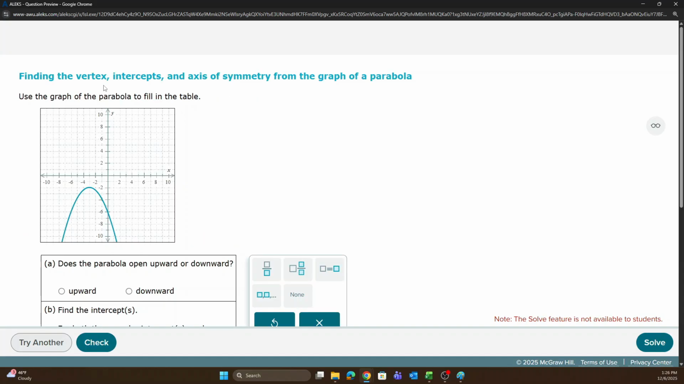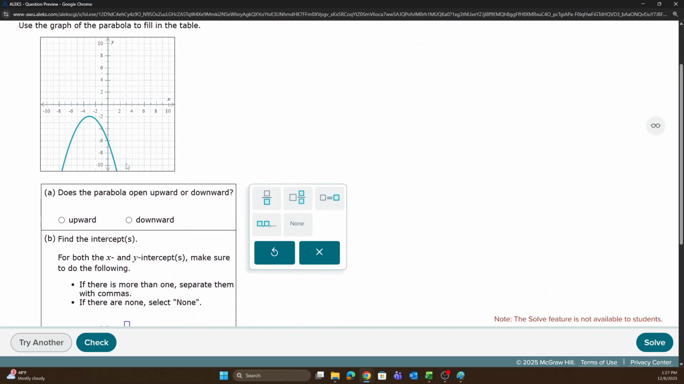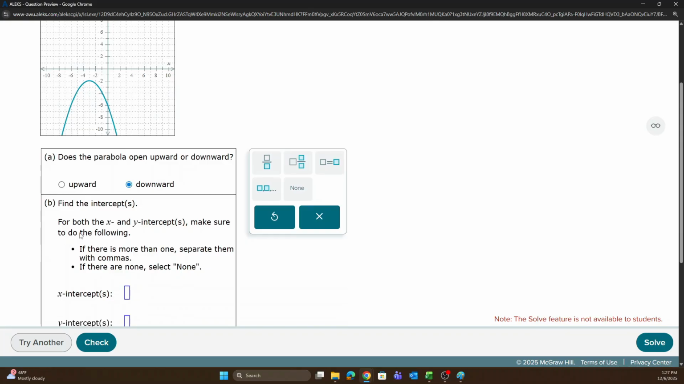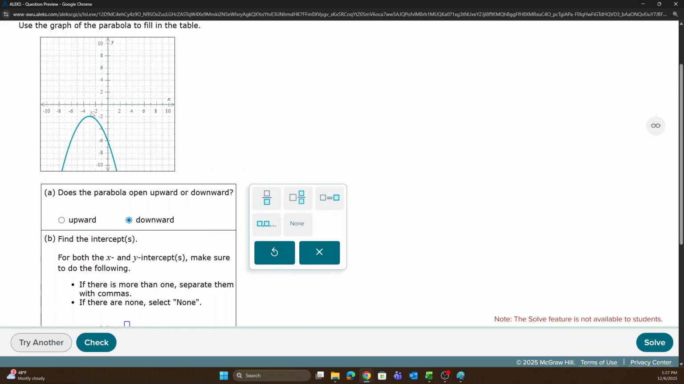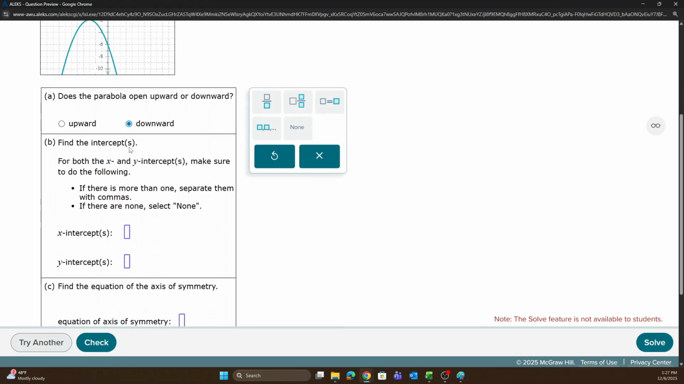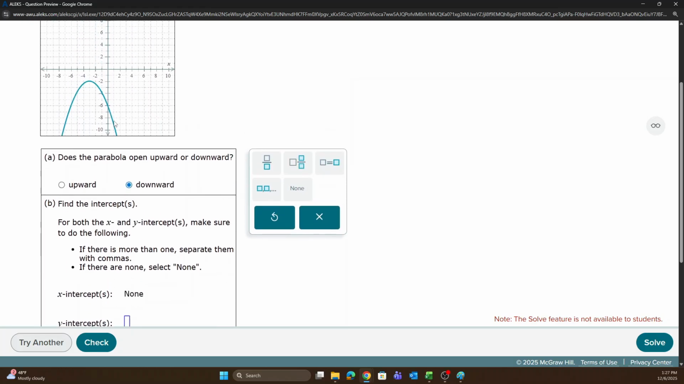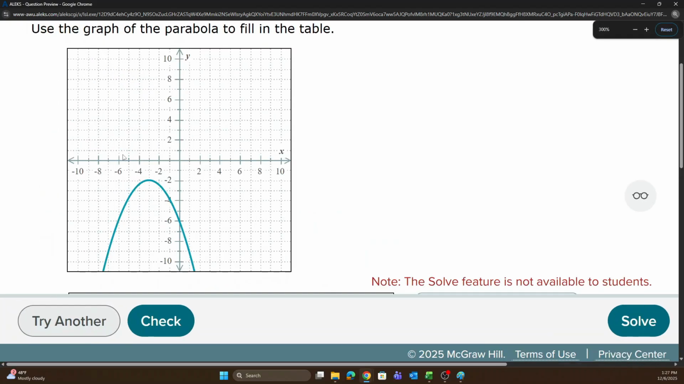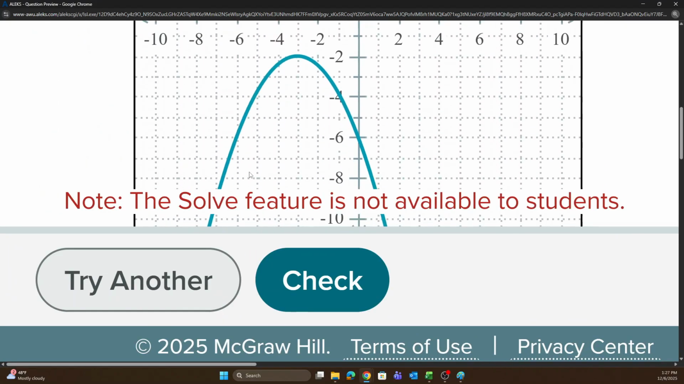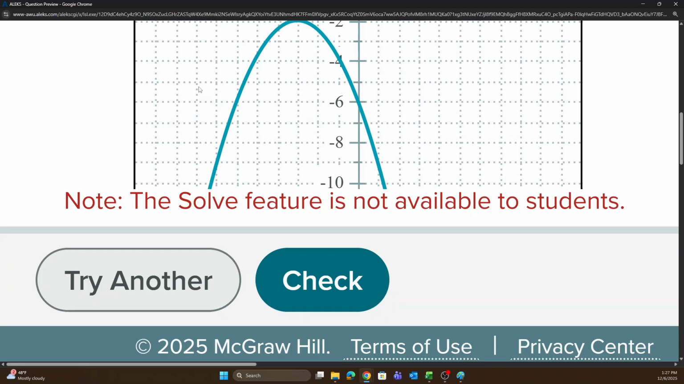All right, so here we're looking for the vertex, intercepts, and axis of symmetry from the graph. So first we're going to look at if it opens upward or downward. Here we can see that it's opening downward. Now it's saying to find the x and y intercepts. Notice that it doesn't hit the x-axis at all. So for the x-intercepts, that's going to be none. For the y-intercepts, we want to look at the graph, and we can see that it's -6.